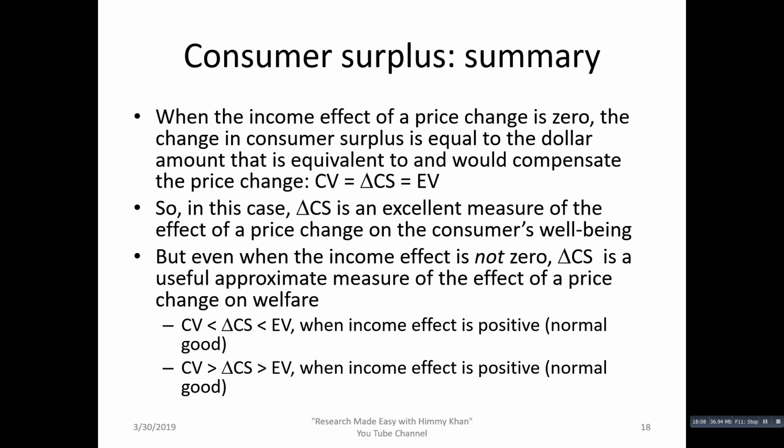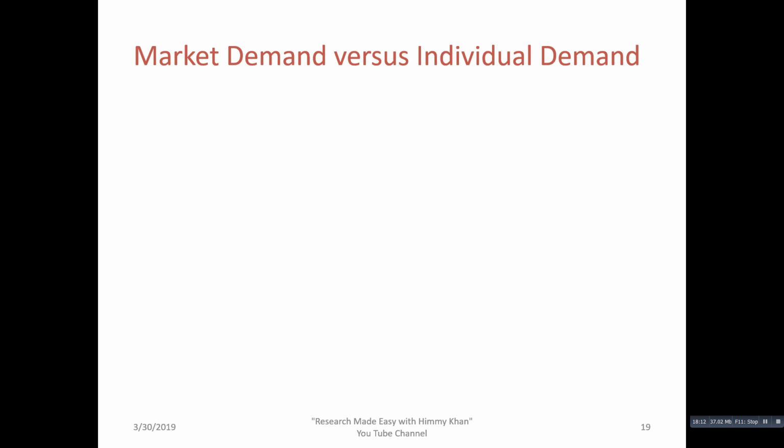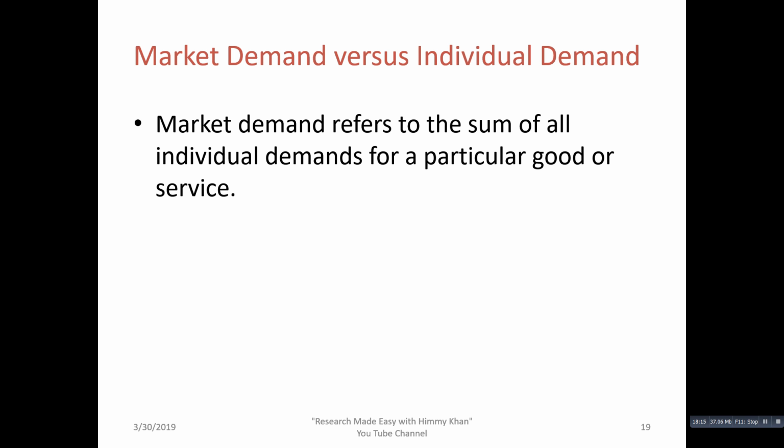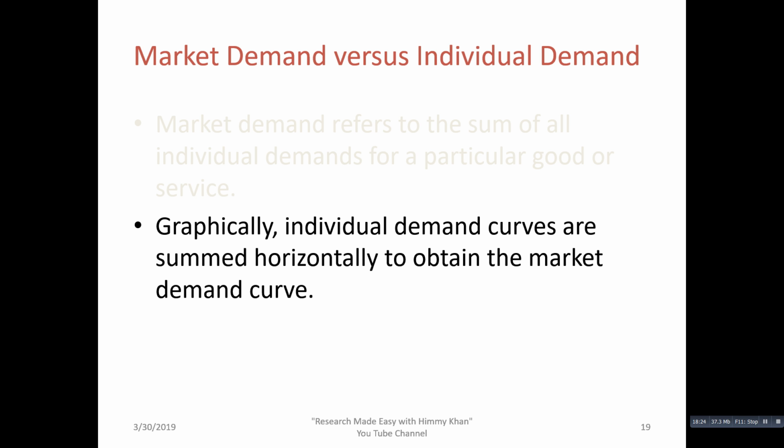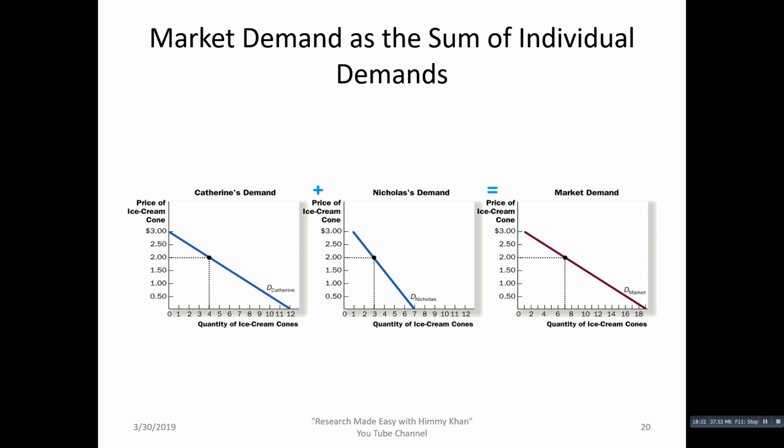Market demand and individual demand curves. Market demand refers to the sum of all individual demands for a particular good or service. And graphically, individual demand curves are summed up horizontally to obtain the market demand curve. You can see in this diagram there are two consumers, Catherine and Nicholas, and if we sum up the quantity demanded of these two consumers at given prices, it gives us the market demand curve, which is shown on the right hand side.